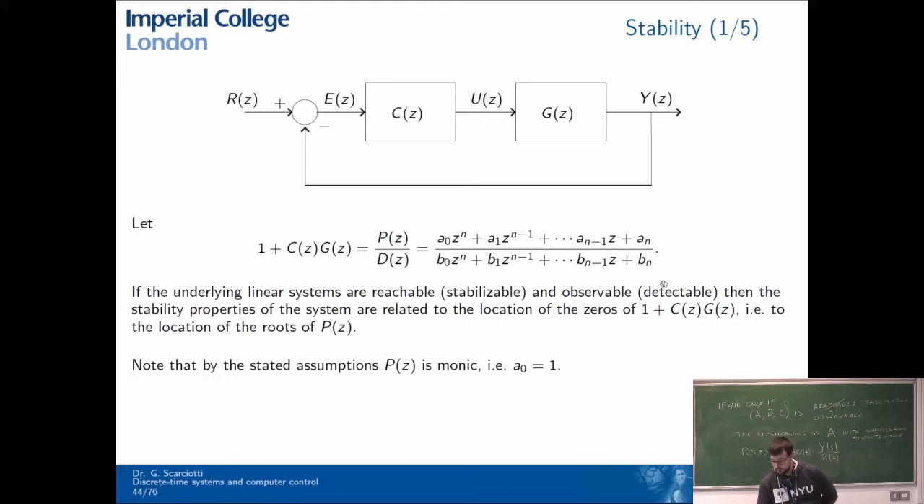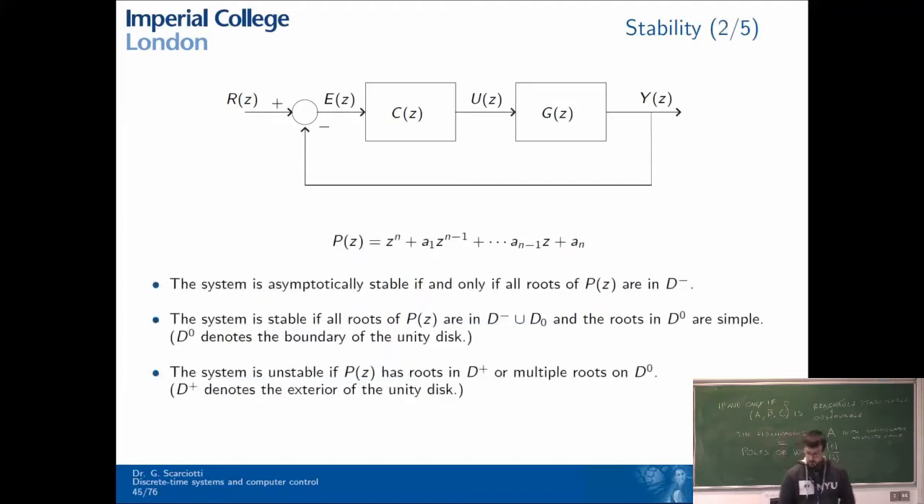If we have these two properties, obviously these two properties are a weaker version of reachability and observability, but it's enough because we can still infer the properties of the linear system looking at the poles of the transfer function. Okay, so let's go on now and talk about what are the conditions on the poles.